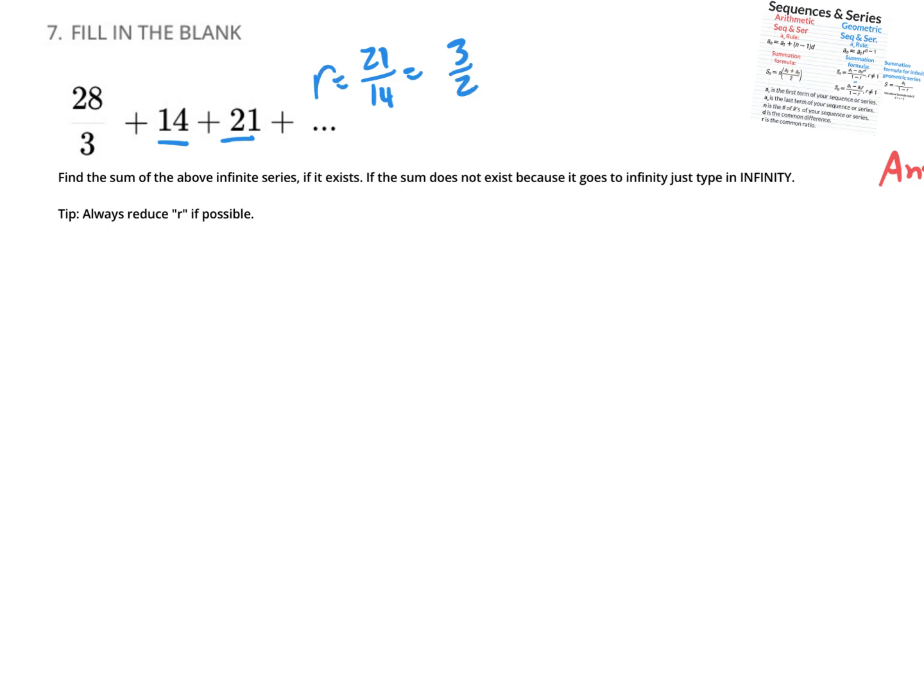And if you did, likewise, 14 divided by 28 over 3, that's really the same thing as 14 divided by 3 over 28, but just let the calculator do it for you. 14 divided by 28 over 3, and that also gives you 3 halves, okay? So the common ratio is 3 halves.